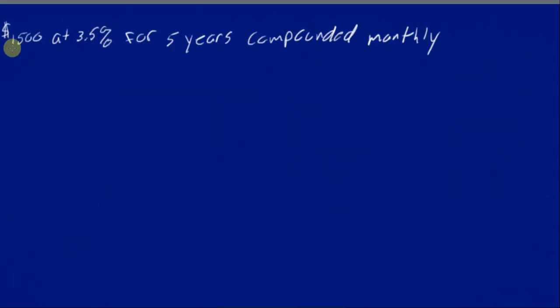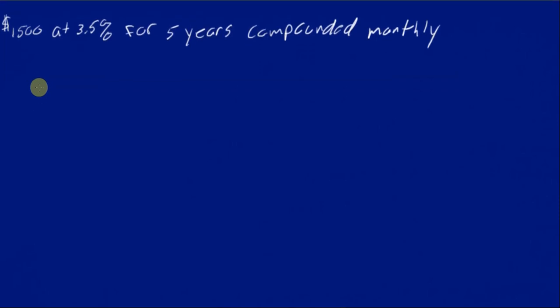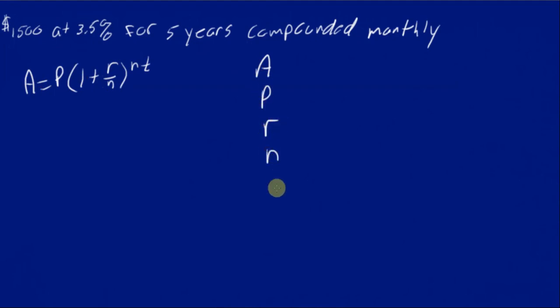Okay, so here's the first problem I'm going to do. We're going to take $1,500 at 3.5% for 5 years compounded monthly. So the first thing we got to figure out is which formula we're going to use. I'm going to use the formula A equals P times 1 plus R over N, raised to the NT. And what I'd like you to do is list all of these: A, P, R, N, and T. So identify all of your unknowns. A is the ending amount. I don't know what the ending amount is. That's what we're finding. P is my principal. That's $1,500. Rate is 3.5%. Now remember, we don't use 3.5%. You got to be careful. Move your decimal 2 places.